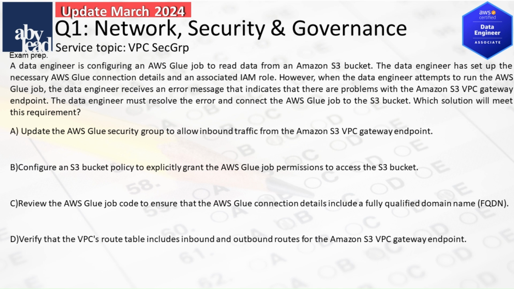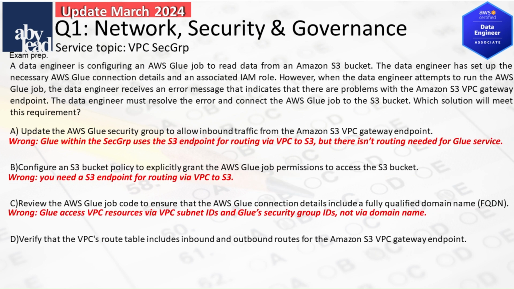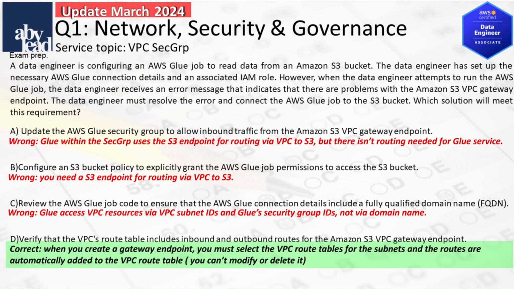Question 1. How do you resolve a connection error from S3 VPC gateway endpoint connecting glue job with S3? Wrong is to look for routing to S3 within glue's subgroup. Additionally, glue gets access to VPC resources via an ID from subnet or security group, not via domain name. When you create a S3 gateway endpoint, you select the subnet and the routes are automatically added to the VPC route table.